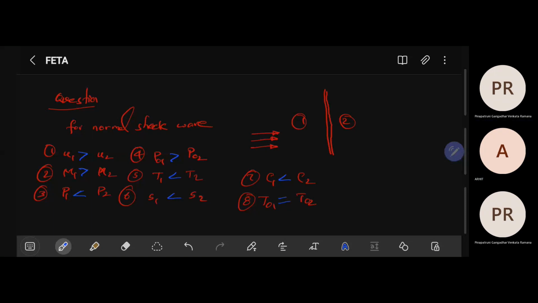Density. What about the density? Density will decrease or increase. Think from the basic perspective: your velocity increases or decreases after the shock? Sir, velocity decreases after the shock. Does it decrease by a small amount or significantly? It is a huge value, it decreases significantly, not a small value.